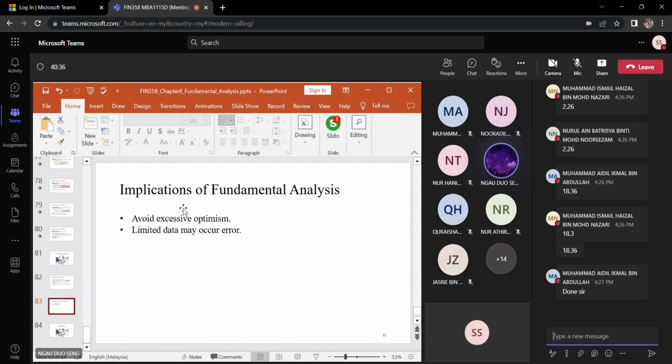Next, we have avoid excessive optimism. Right, jangan terlalu bergantung kepada ratio. Right, kita ada lain, other methods to help us to make decisions, right? We don't excessively depend on ratio. So limited data may cause errors, right? Because we are using the financial statement only.